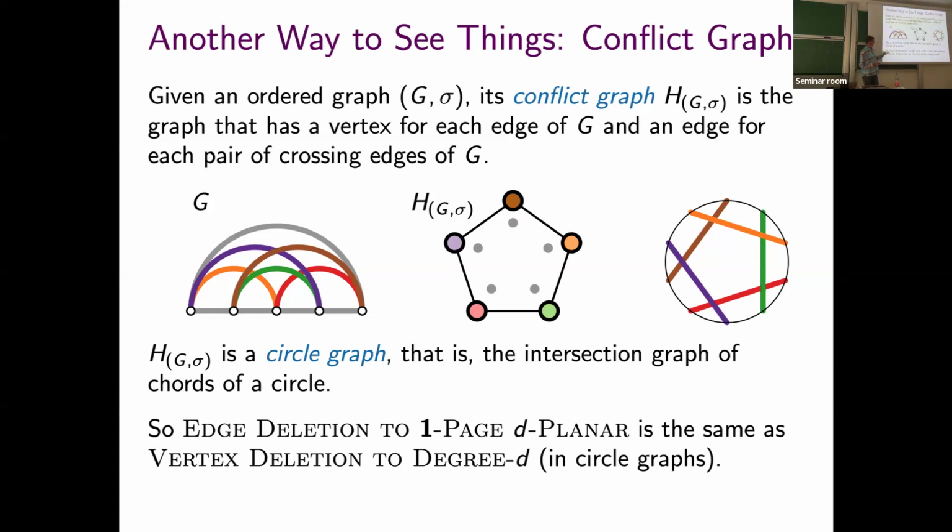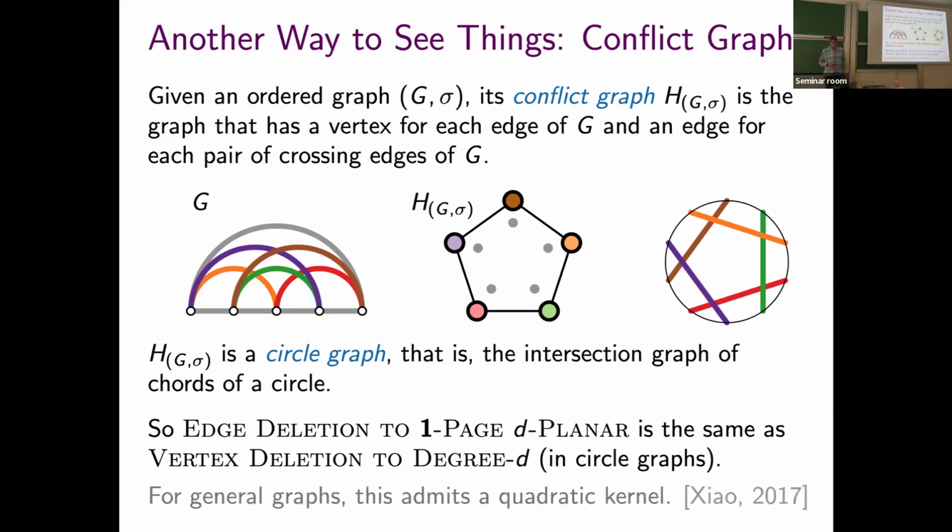And if we want to remove edges to get to such a drawing, then it's the same as removing vertices from this graph, such that every remaining vertex has degree at most d. And it's the special case where the graphs are restricted to such circle graphs that come from such a geometric background. And this can be solved in FPT.